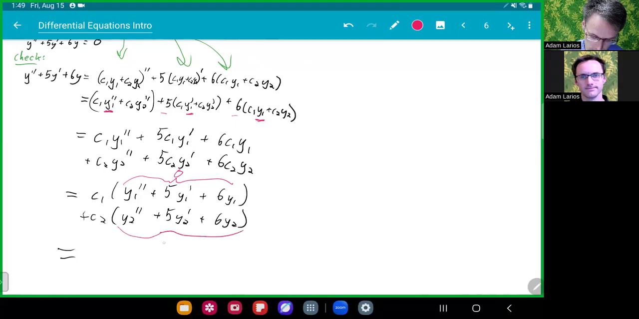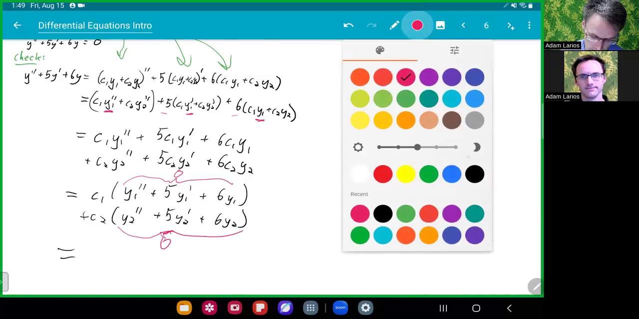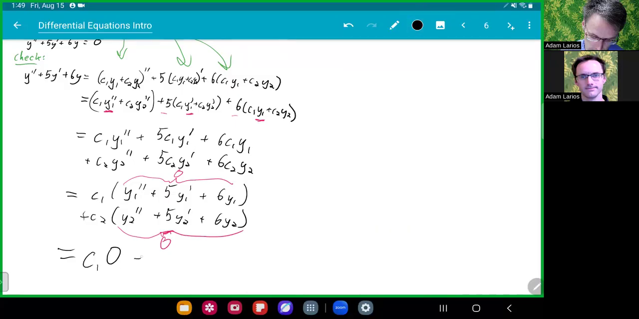And the second one, because y2 is a solution, this is equal to 0. So this just becomes c1 times 0 plus c2 times 0, which is 0. So check. Y itself is a solution.